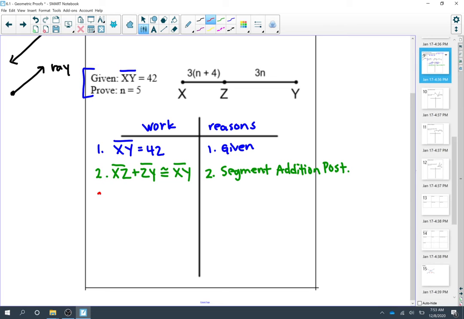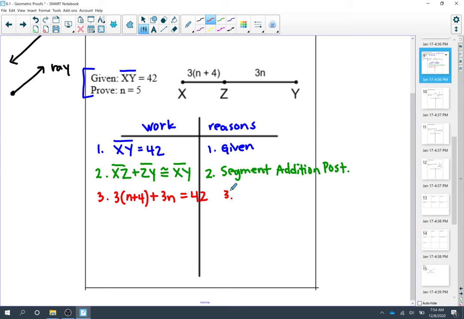So step 3, let's say instead of xz, I know that xz is really 3 times n plus 4, plus zy, well, zy is really 3n. And then I'm going to do something here that I'll explain in just a minute, equals xy. Well, xy is the whole thing. Well, if I go back to my given, I know that xy is 42.